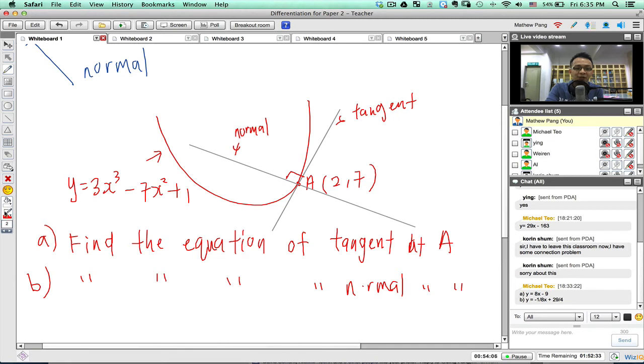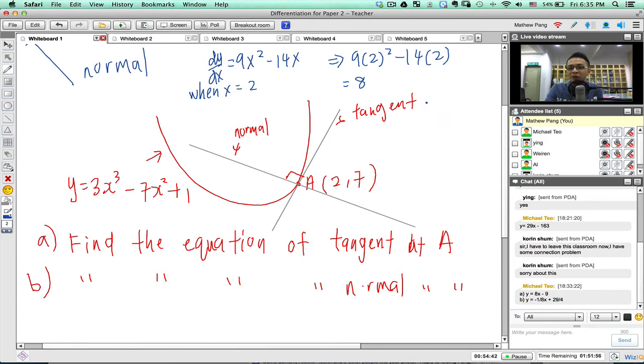So let me differentiate with a different color. Okay. So my dy/dx over here will be 9x squared minus 14x. Alright, so at A over here, the tangent is very simple. So when x equals 2, I will have 9 times 2 squared minus 14 times 2. Then you just need to use a calculator. This is 36, isn't it? 36 minus 28. I think you got 8. Alright, so the gradient of tangent will be 8. Alright, then what is the gradient of normal?